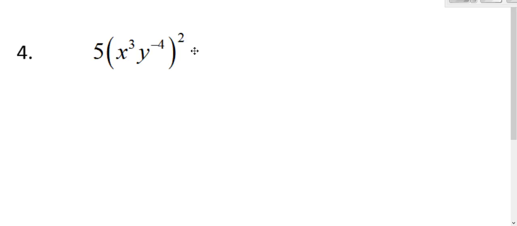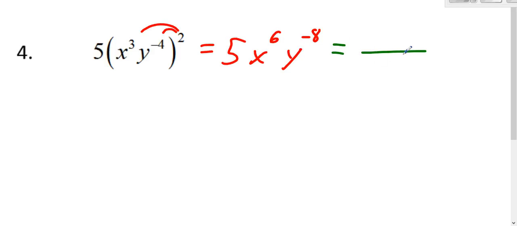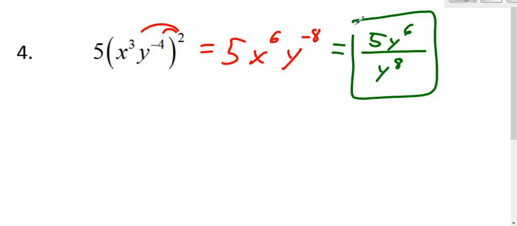So here we have a power raised to a power again. So we will distribute the exponents. We're going to multiply those, but the 5 is out in front, so that does not get the exponent. So multiply our exponents, you get 6. Multiply our exponents, we get negative 8. And we can move that negative exponent to the denominator. There's our final answer.